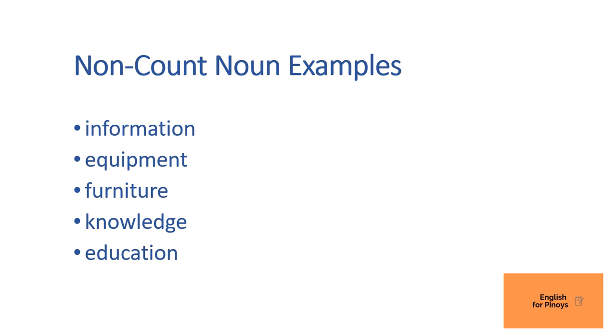All right, examples of non-count nouns are information. It doesn't have a plural form. You can't add an S or whatever plural form you'd like to do with that, so you don't say informations. It remains information. Other examples, equipment. There's no plural form. Furniture, you don't say furnitures, although you can say fixtures, but furniture is always without an S. Knowledge, and then education.